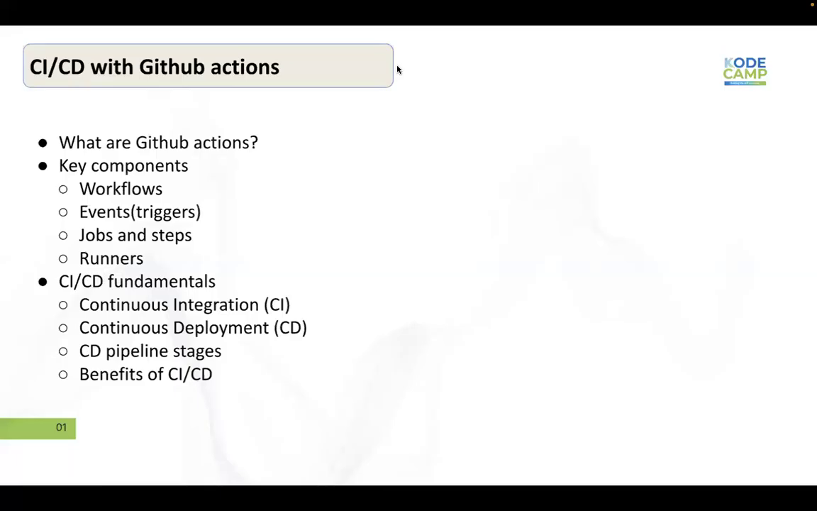Last but not least, the runners. Runners are virtual machines executing workflows. GitHub hosts some virtual machines for us like Ubuntu, Windows, and macOS. But people mostly use Ubuntu, which is Linux based. You can also host your own runner, those are self-hosted runners, and run your workflows.